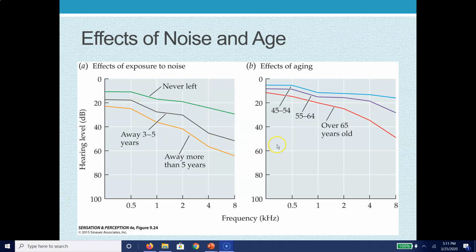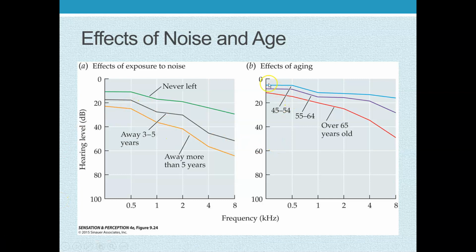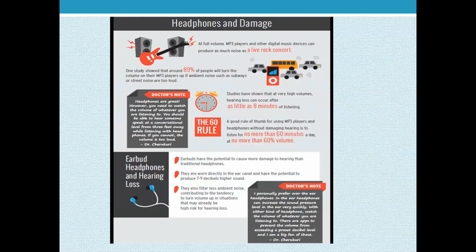Here on the right, you're looking at the effects of age. Right here, we're looking at age groups 45 to 54. There's not a lot of drop off there. By the time we get to over 65, those higher frequencies are significantly more likely to be lost. And because of that, you will often see things like hearing aids being prescribed for those situations.